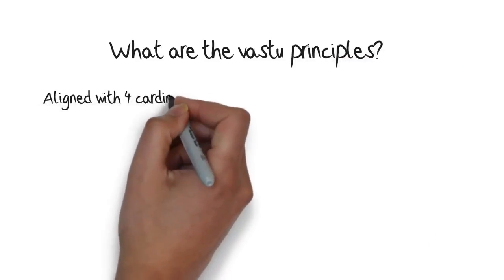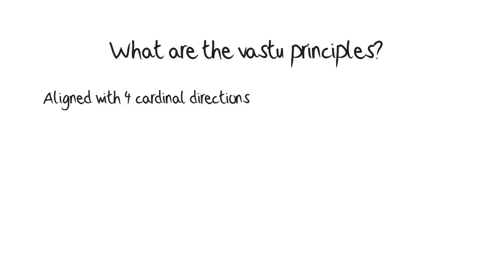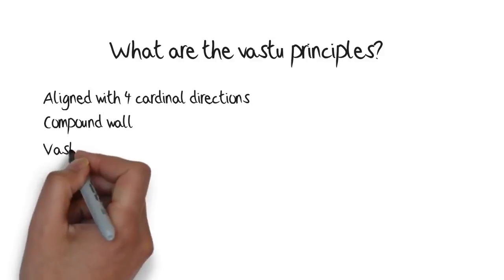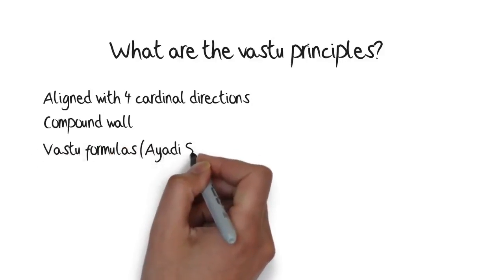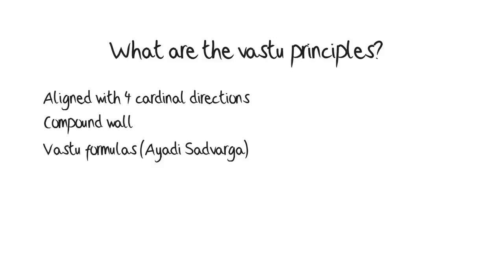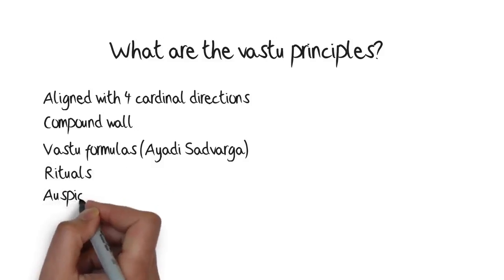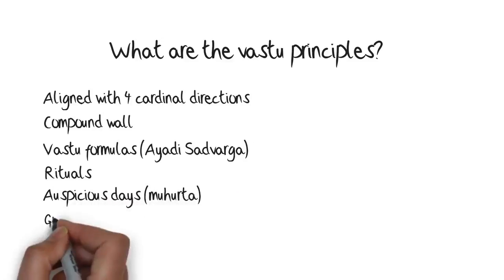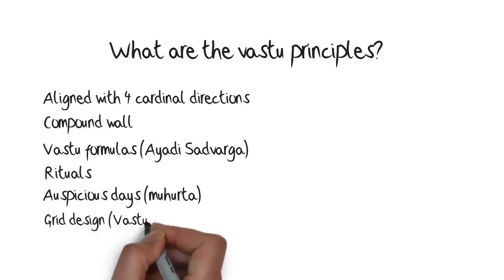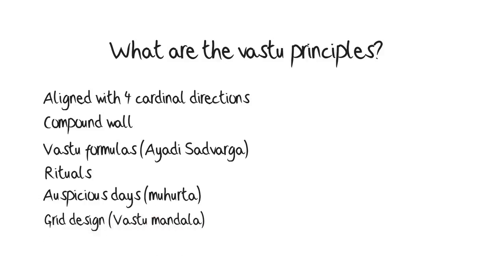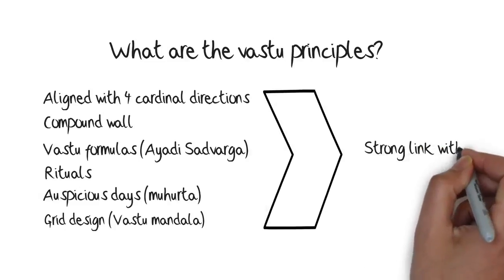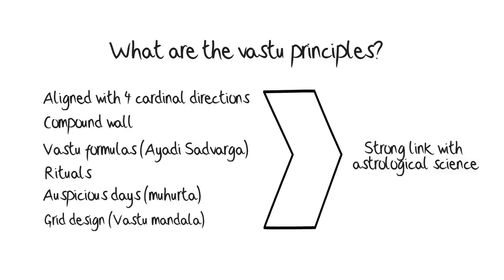The house has to be aligned with the 4 cardinal directions. The house must have a compound wall. There has to be consideration of the Vastu formulas, Ayadi Shadvarga. There have to be rituals performed during and after construction, and they have to be performed on auspicious days, which is called Muhurta. The house has to be designed using a Vastu mandala as a grid design. All these are linked together by the astrological science, Jyotish.